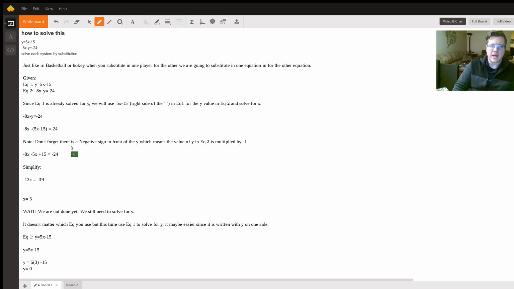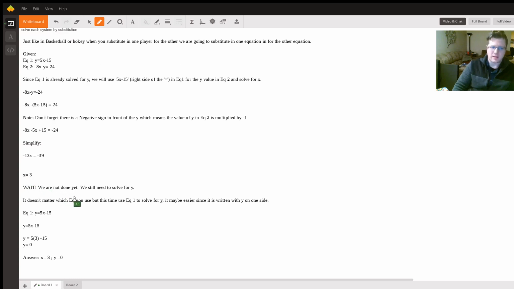Note, don't forget that there is a negative sign in front of the y, which means the value of y in equation 2 is multiplied by negative 1. So we need to distribute that negative 1 into the parentheses. So we're left with negative 8x minus 5x plus 15 equals negative 24. You simplify that down to negative 13x equals negative 39, where x equals 3.